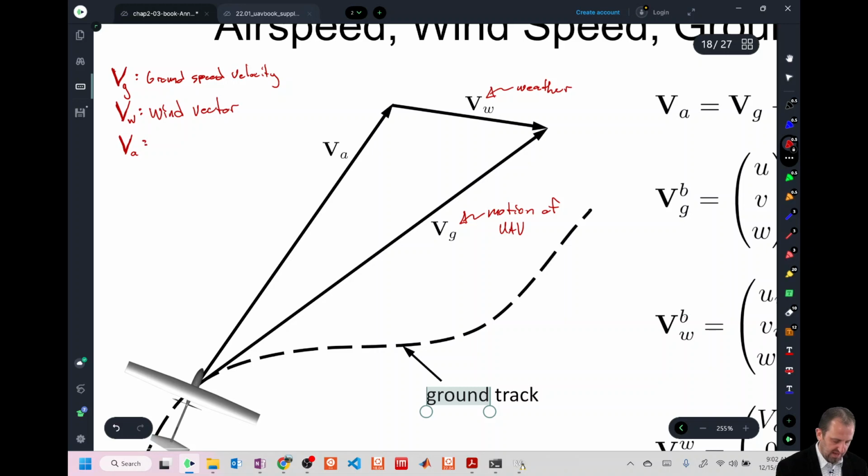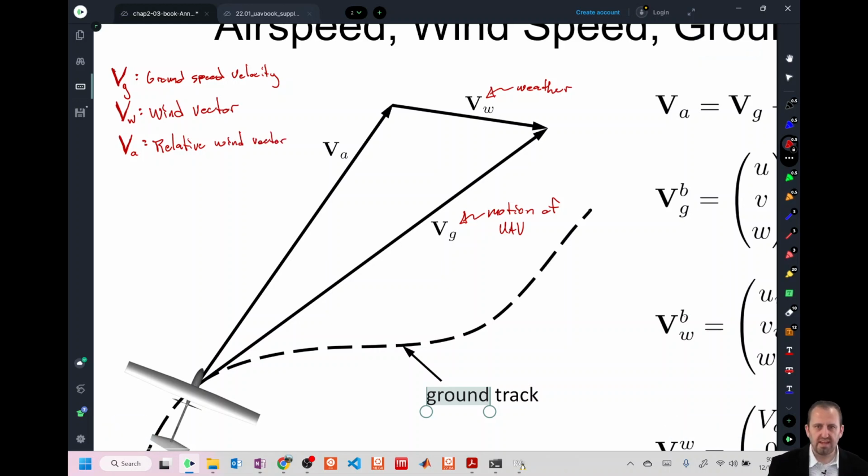bolded V sub a. This is going to be our relative wind vector. In other words, this is the wind that the aircraft actually experiences. So there's going to be a component of the wind that is caused by the motion. Say that it was a perfectly clear day, no gusts at all. As the aircraft is moving forward, it's going to feel wind caused by its motion forward. And the V sub w also then will affect it.